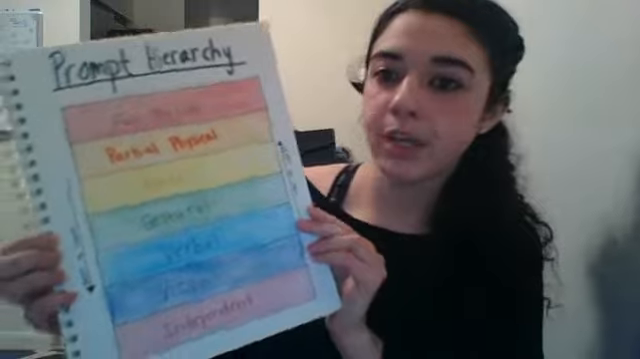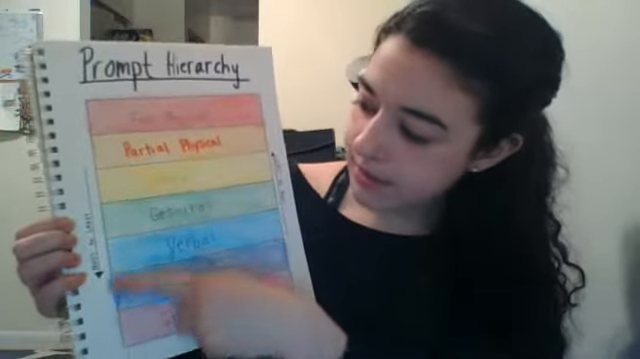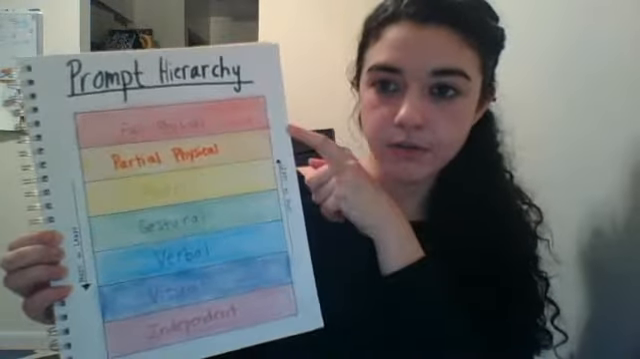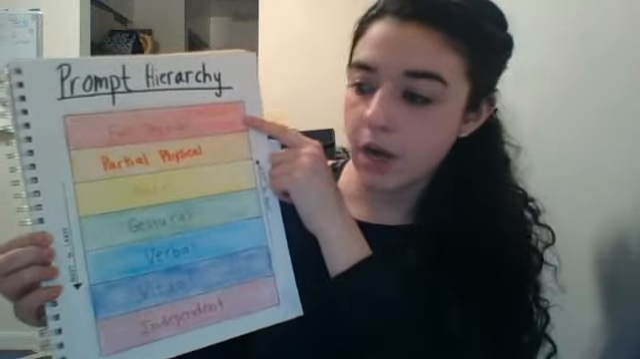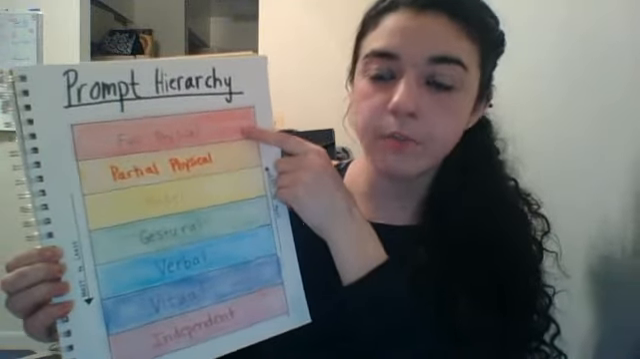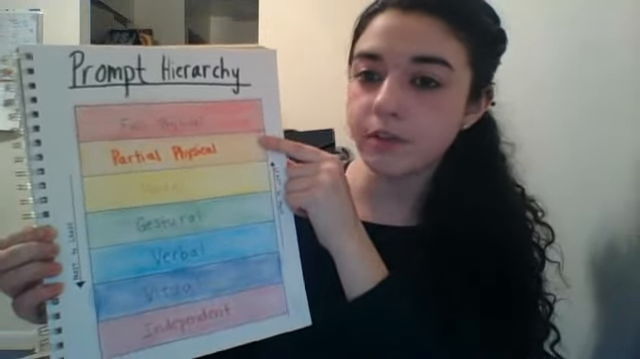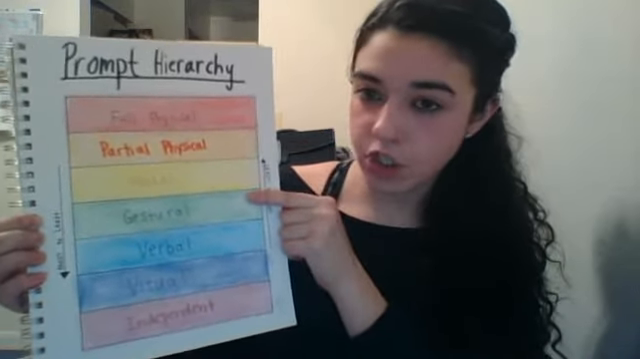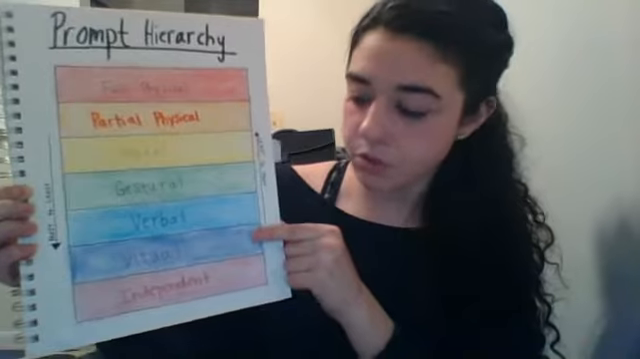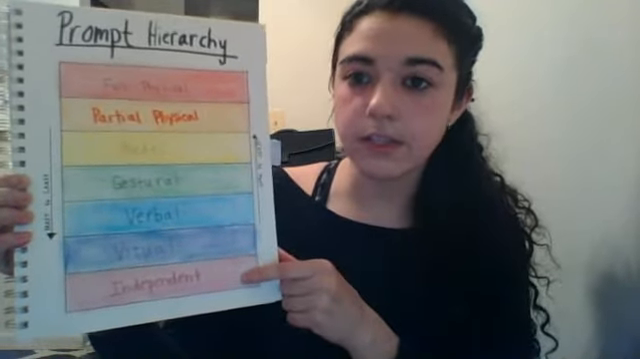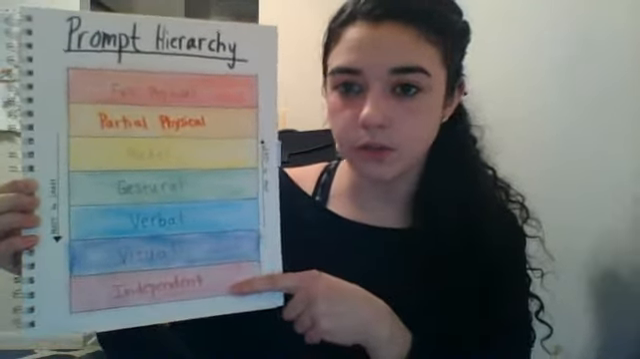This is a chart showing most to least and least to most. At the top, the most prompting, or most assistance needed, would be full physical. Then it goes to partial physical, model, gestural, verbal, visual, then independent, which is the least amount of prompting, where they can do it on their own.